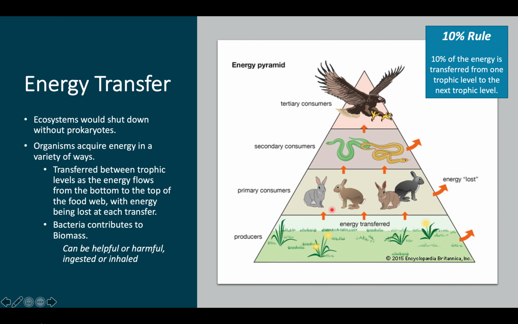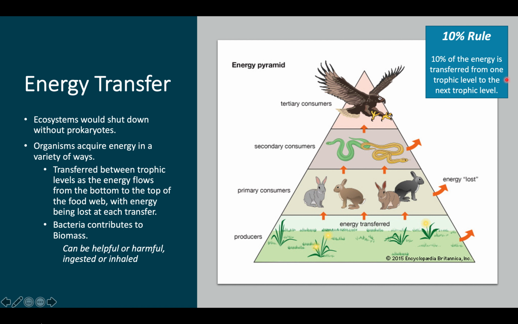Usually they're herbivores, like plant eaters like rabbits. And then we have secondary consumers like snakes and tertiary consumers. So what's interesting to think about is that these guys, the producers, don't have to put off a lot of energy to grow. But these primary consumers, secondary consumers, and tertiary consumers always have to use a lot of energy to find the producers, primary consumers, and secondary consumers that they eat.